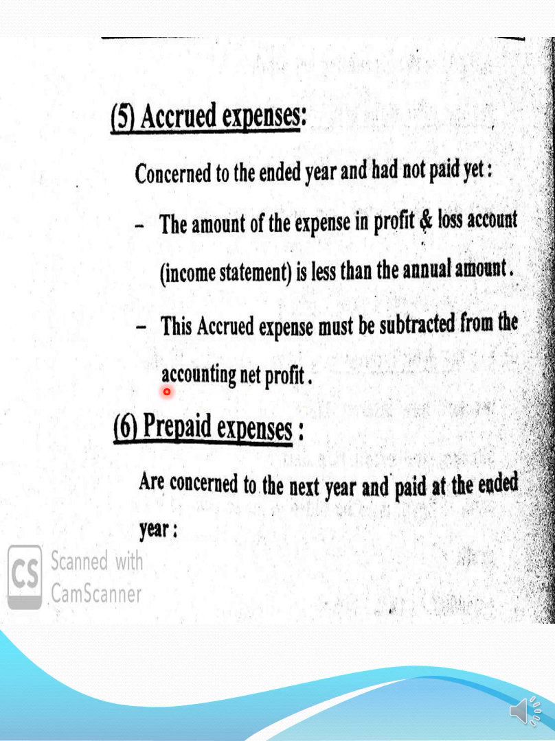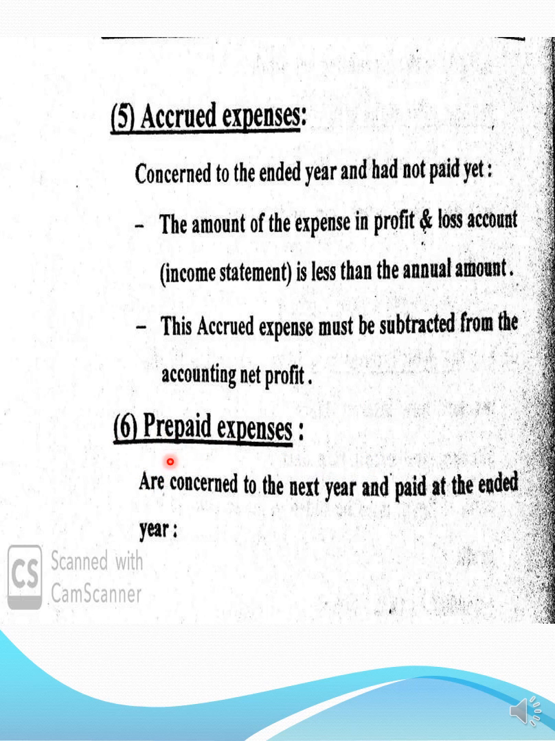هنا هنعمل ايه في accurate expense؟ ده expense عليا خلال السنة. يعني ايه عليا خلال السنة؟ يعني انا لسه ما دفعتوش، مستحق عليا يعني، فانا هشوف الفرق اللي عليا وهخصمه من الاكاونتنج نت بروفيت. طب ليه هخصمه من الاكاونتنج نت بروفيت؟ لان هو يخص السنه.